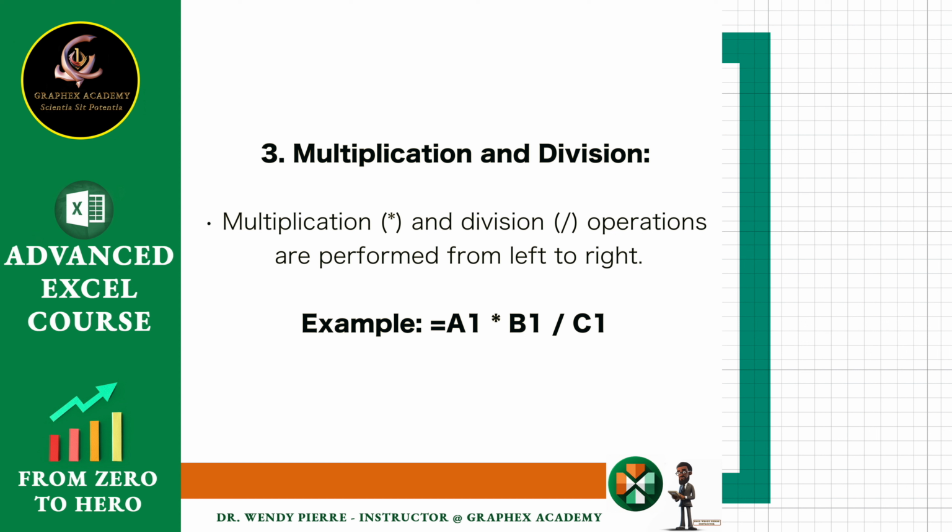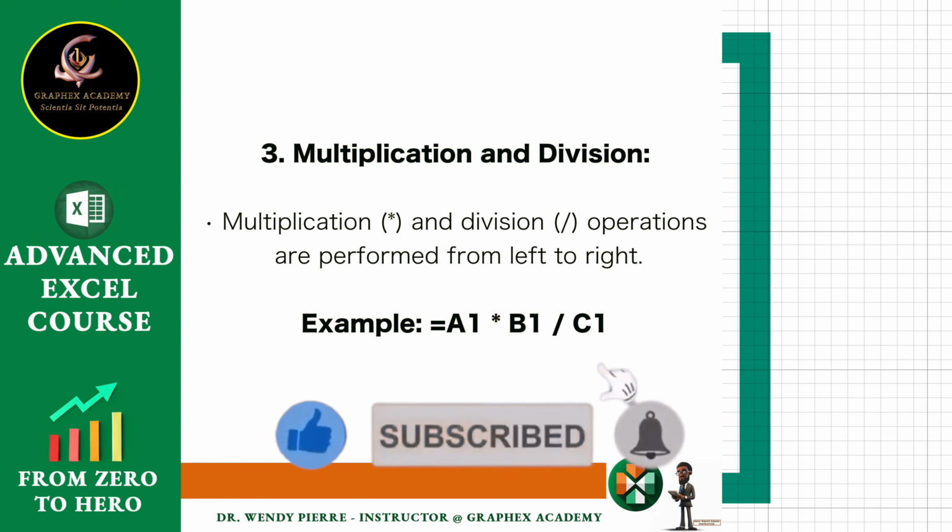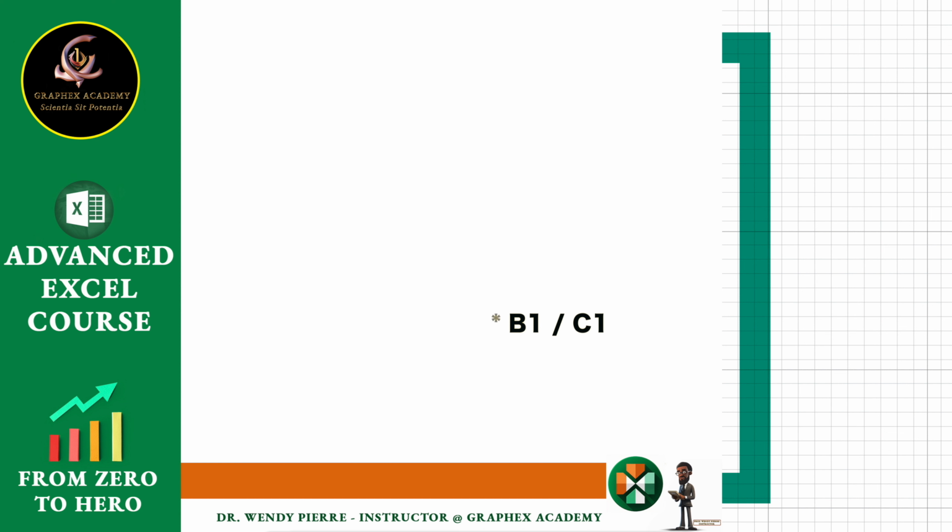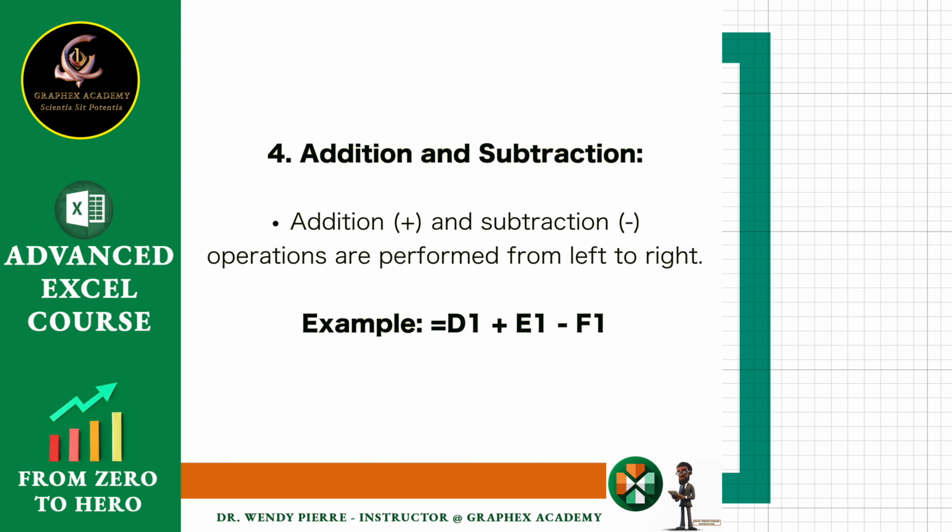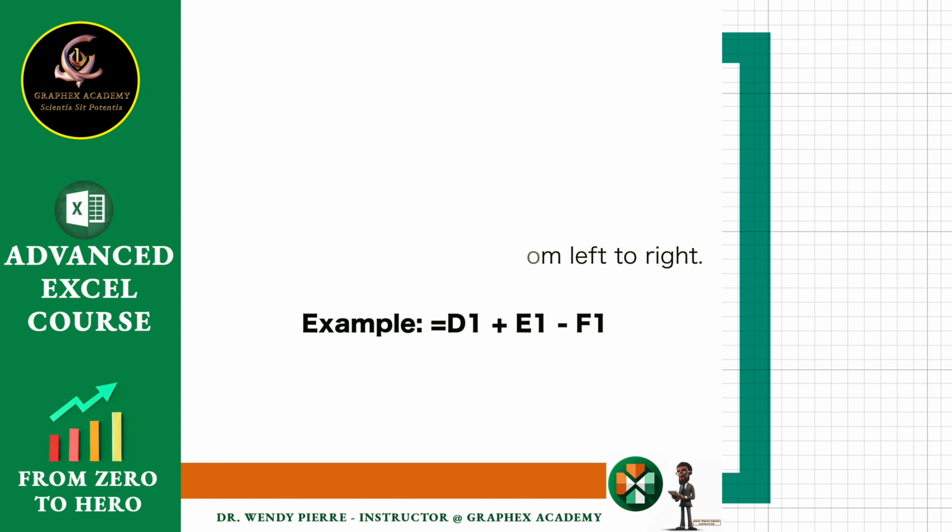3. Multiplication and division. Multiplication (asterisk) and division operations are performed from left to right. Example: =A1*B1/C1. 4. Addition and subtraction. Addition (plus) and subtraction operations are performed from left to right. Example: =D1+E1-F1.